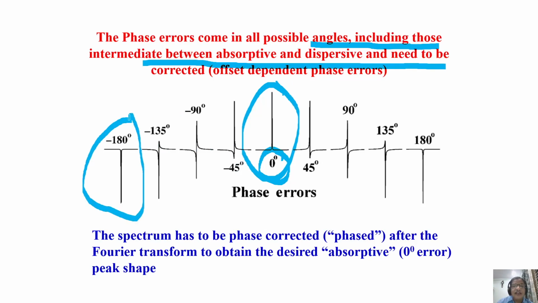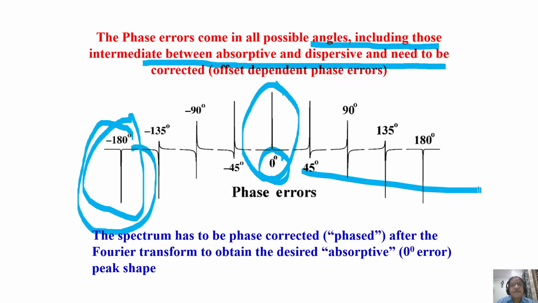Our detector was along the x-axis, magnetization was along the minus x-axis. I said real and imaginary get interchanged. The real part is a negative absorption. That's what I said. The same thing happens if you go on the other side. So the phase errors can come in all possible angles. Okay? This is a very important thing.